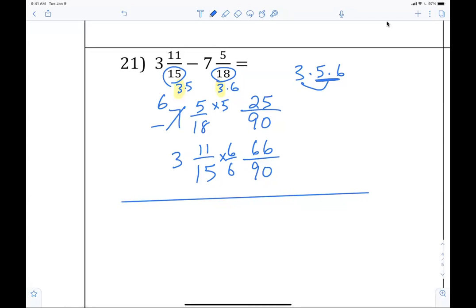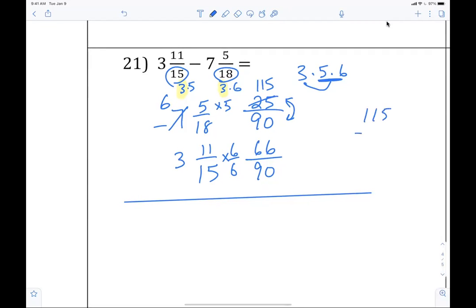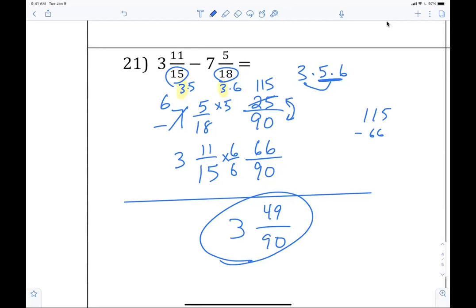We've been borrowing for several problems. What do I do with these two numbers? Oh, add them together. And that's 115. 115 minus 90 is 25. Okay, 115 minus 66. You got to tell me what that is. 49 over 90. Good. And then so 3 and 49 over 90. That is 100% correct.